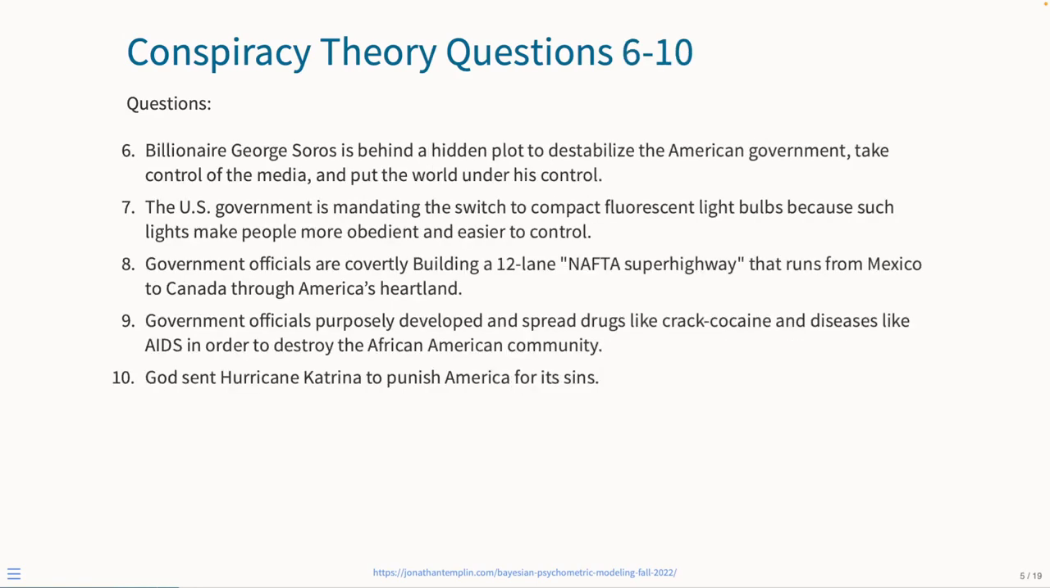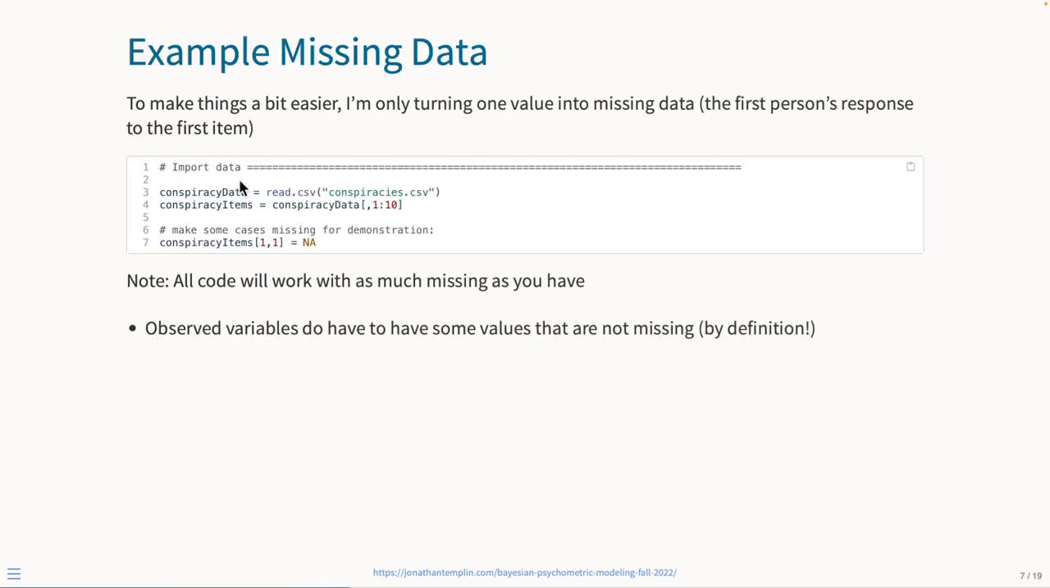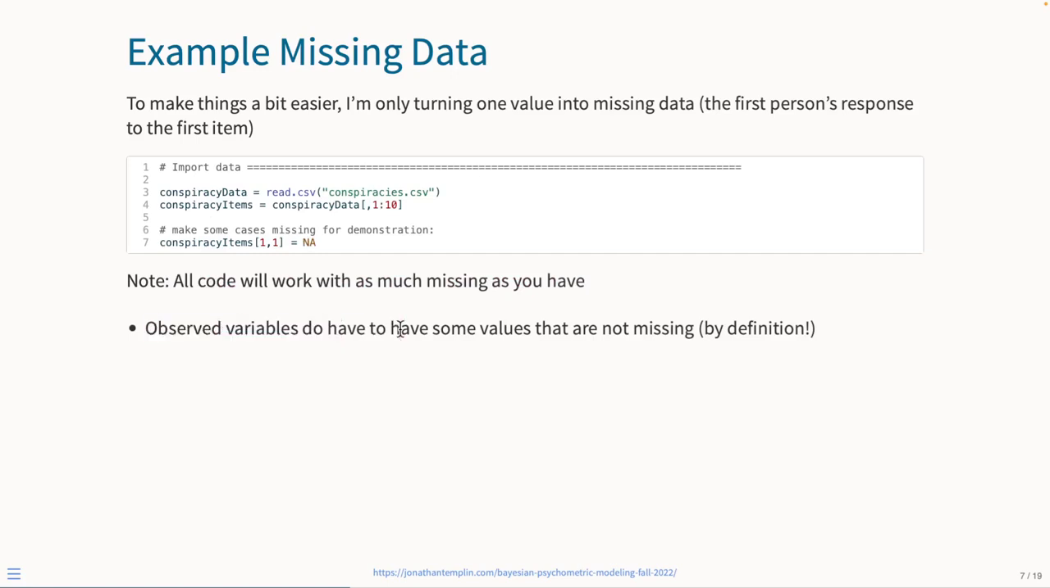All right. You know our data, I like to put this at the front because we're still using that data. The data set that we have is full, right? It's complete data, but I'm going to make it incomplete. I'm just going to take one observation and make it missing. You can make one observation missing, you can make most of them missing, the methods are still the same, okay? The code that I built will work for one observation missing or almost all of them missing. Not all of them. You still have to have people, but that's it. It will work with as much missing as you have, but observed variables have to have some values that are not missing by definition. Otherwise, philosophically, you didn't observe it. Right? Okay. So, first person's response to the first item is missing, the rest is complete.